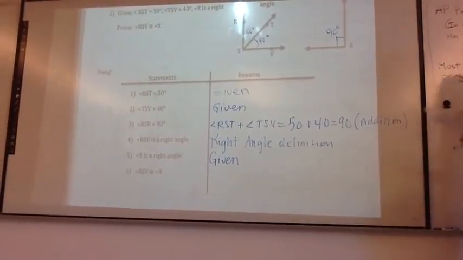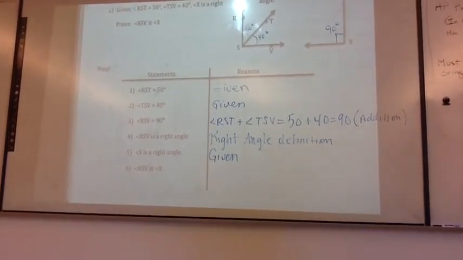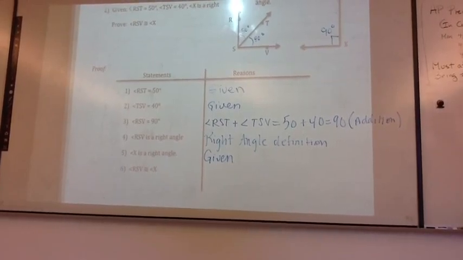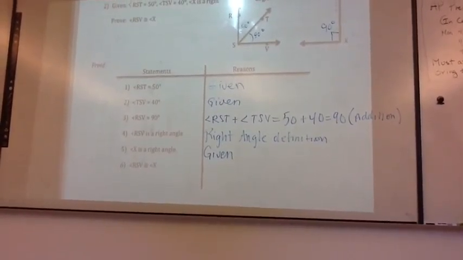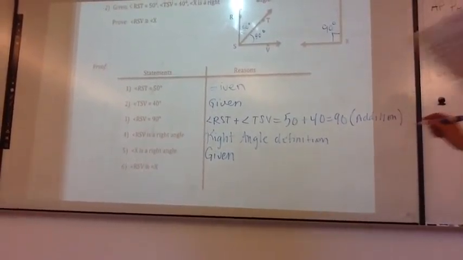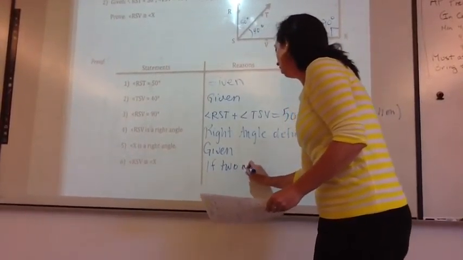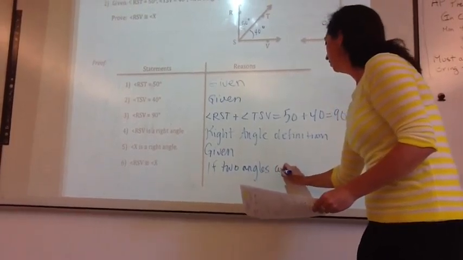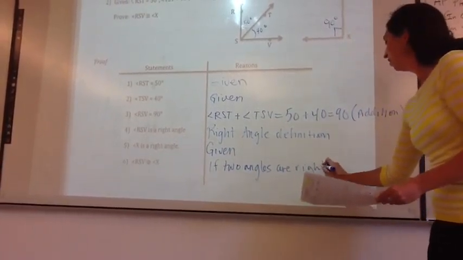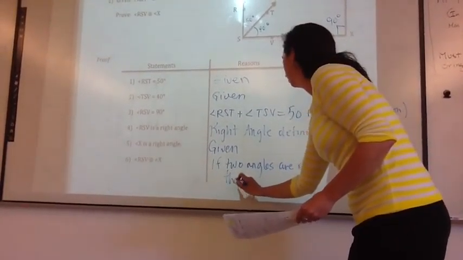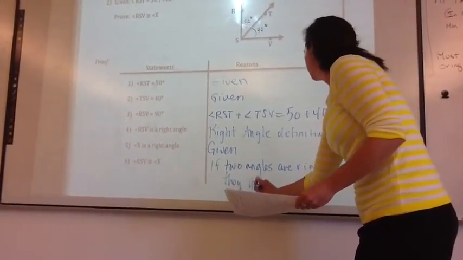And how now can we conclude that angle RSV is congruent to angle X? Right angles are congruent. Do you remember what theorem number this is? Theorem 1. So we would write if two angles are right angles, they are congruent. Theorem 1.